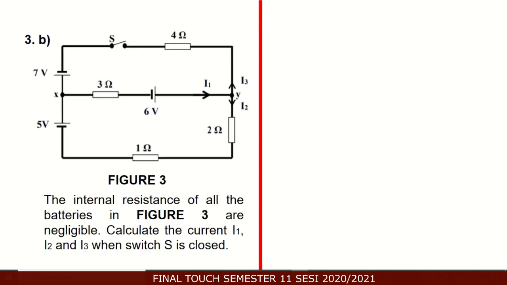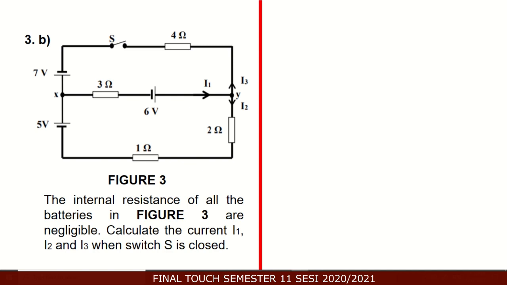B. The internal resistance of all the batteries in figure 3 are negligible. Calculate the current I1, I2 and I3 when switch S is closed. So here we have 3 EMF. Now we have 2 junctions and 2 loops, so we can apply Kirchhoff's law.